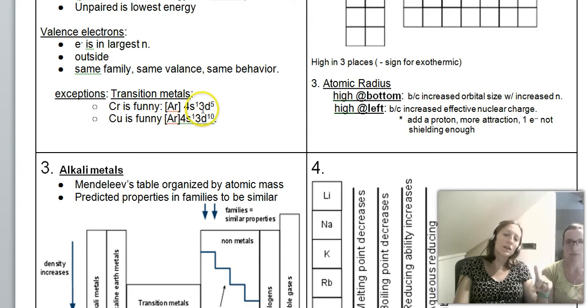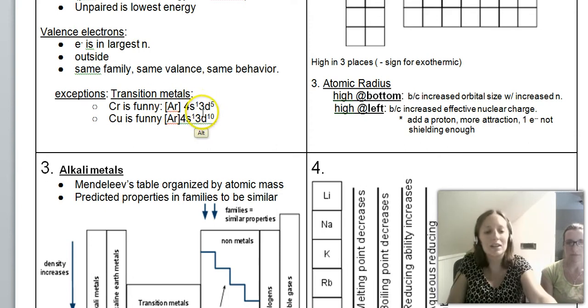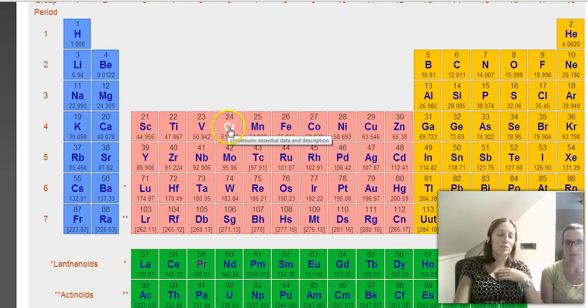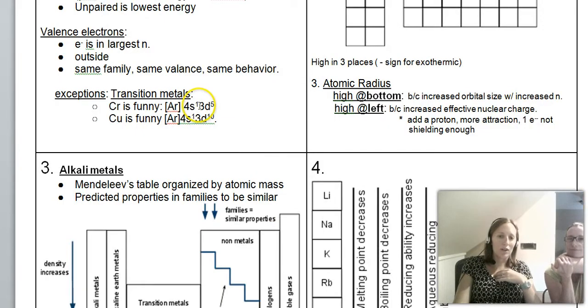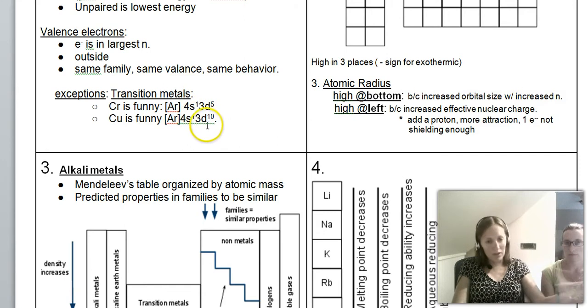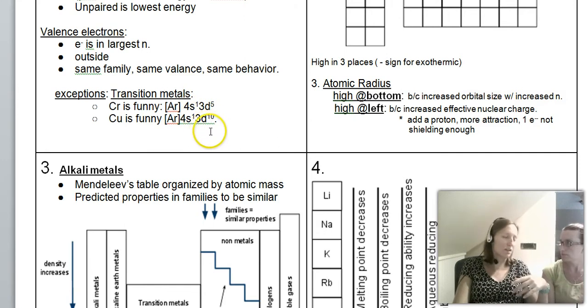And chromium does a similar thing, but he's a half full. Chromium is almost to 3d5, so he's almost got his d half full, and same kind of reasoning as with copper. So he snatches one off of the s. And so you end up with this. This is not an excited state. This is the normal state for chromium and copper. And then below them in the rest of the transition metals and stuff, it's ridiculous frequently.